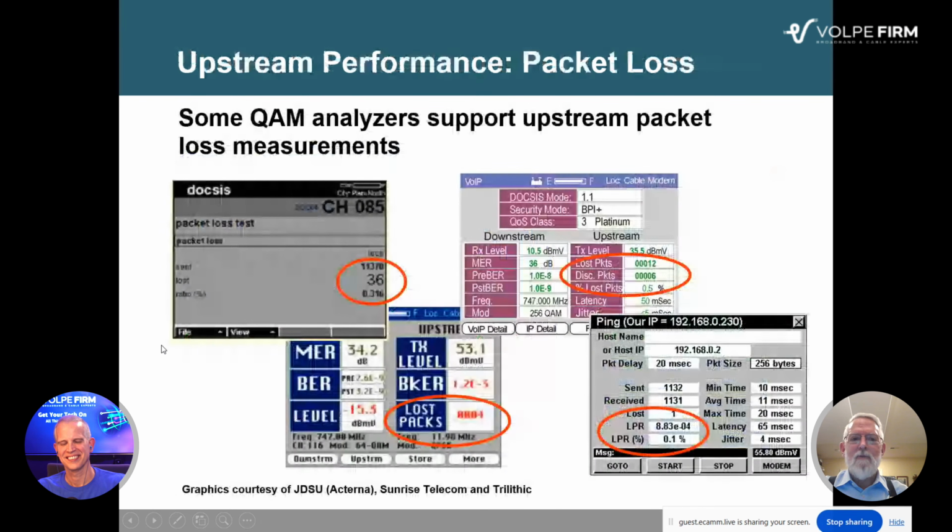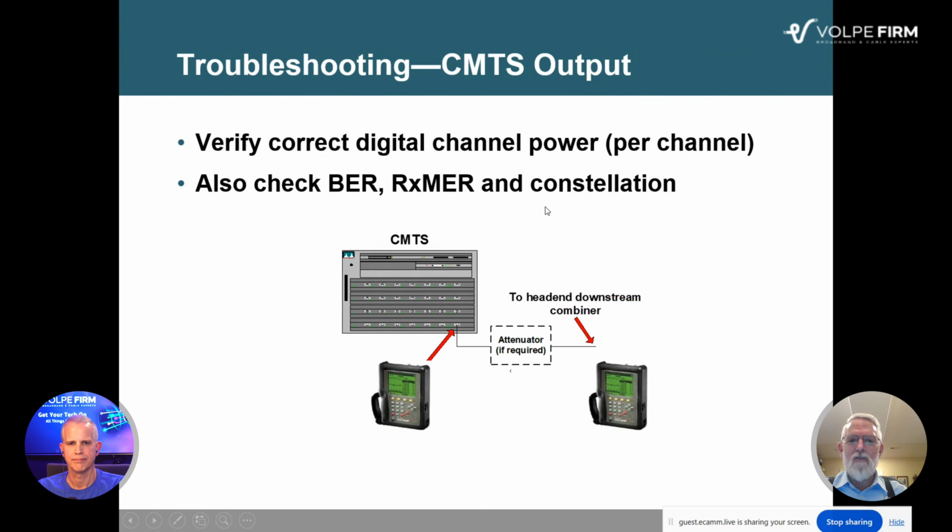All right. Some QAM analyzers support upstream packet loss measurements. Wonderful feature. They'll report it in either the raw number of lost packets or a percentage. Ideally, you don't want any lost packets in the upstream, but if you're going to have packet loss, you could live with up to about 1% for just normal data transmission, because retransmission will get the missing stuff through. But if you're doing voice, you want probably 0.1% or less, so no more than about what you see in the lower right here.